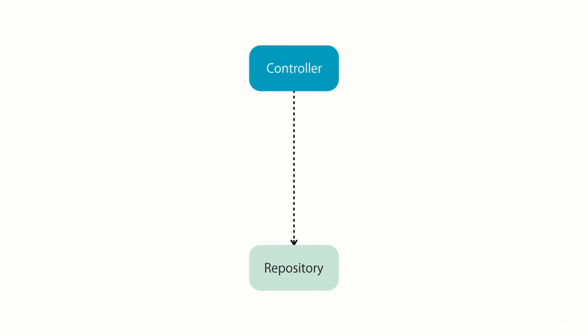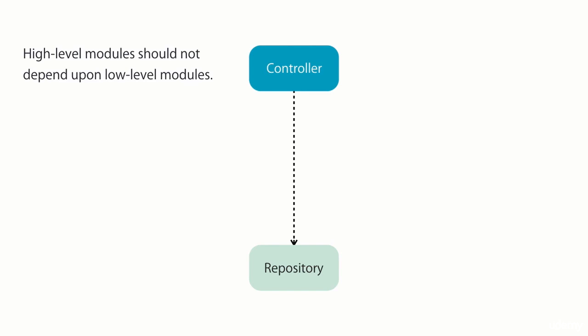What does this mean? Well, imagine we have a controller that is dependent on a repository. And here I'm talking about a concrete implementation of a repository, not an interface. So in this case, a controller is a high-level module and repository is a low-level module. Okay? Now here we have the violation of dependency inversion principle because high-level modules should not depend upon low-level modules. They both should depend upon abstractions.